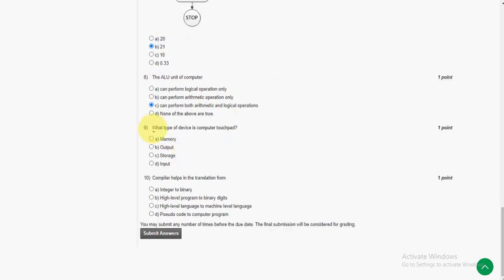Moving on to the 9th one. What type of device is a computer touchpad? So a computer touchpad is an input device. That is option D.